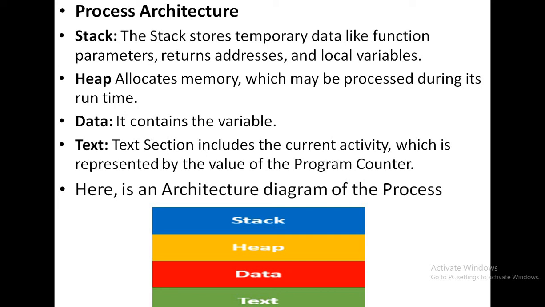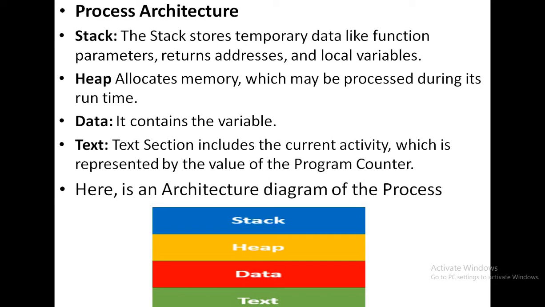That means whatever memory is required at runtime is given by the operating system, and that is known as the heap area. Data contains the variables. Text includes the current activity, which is represented by the value of the program counter.